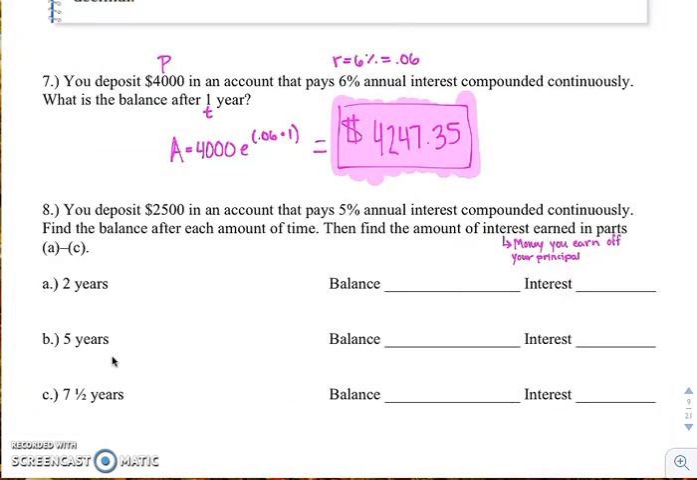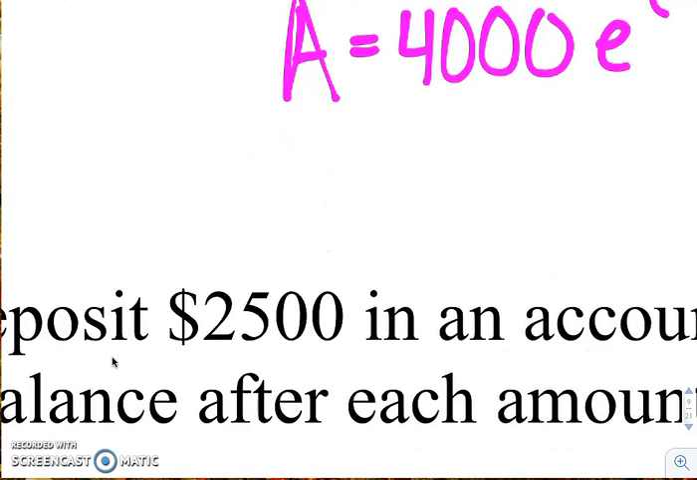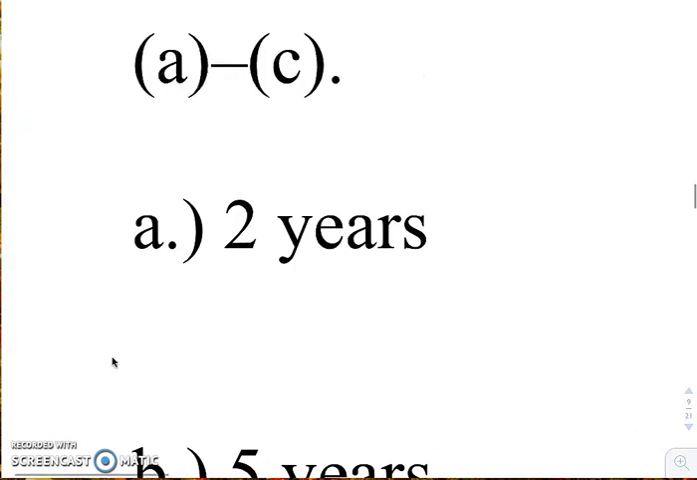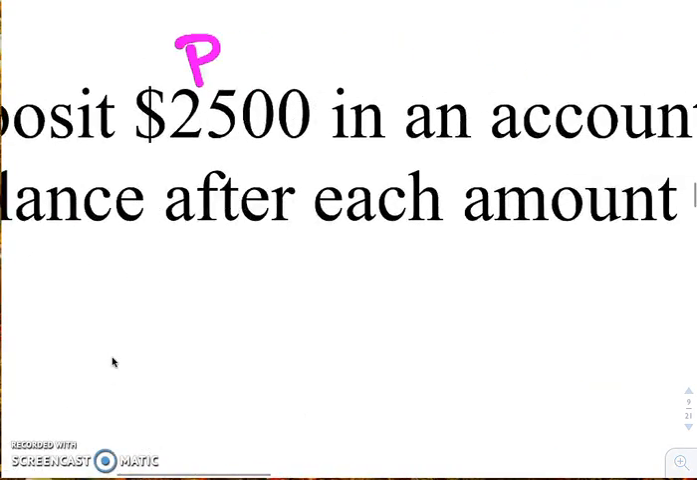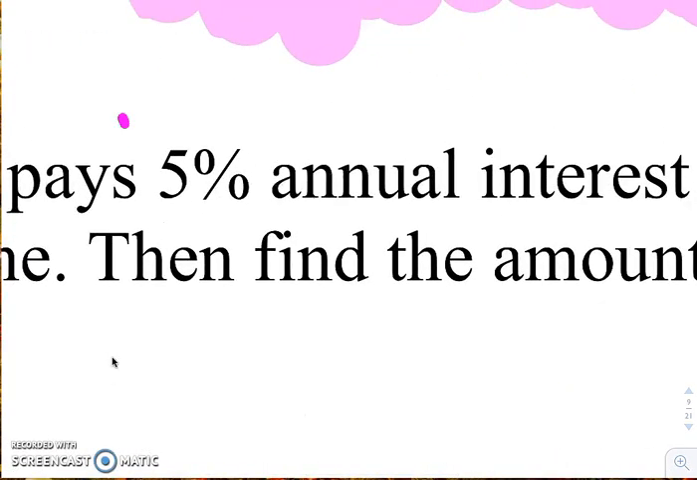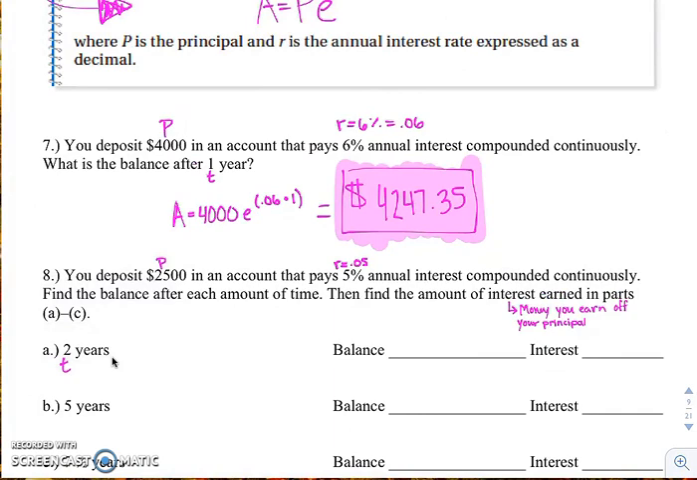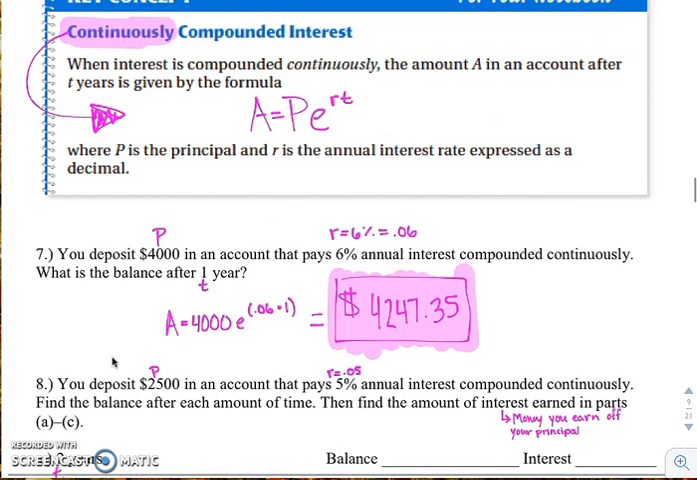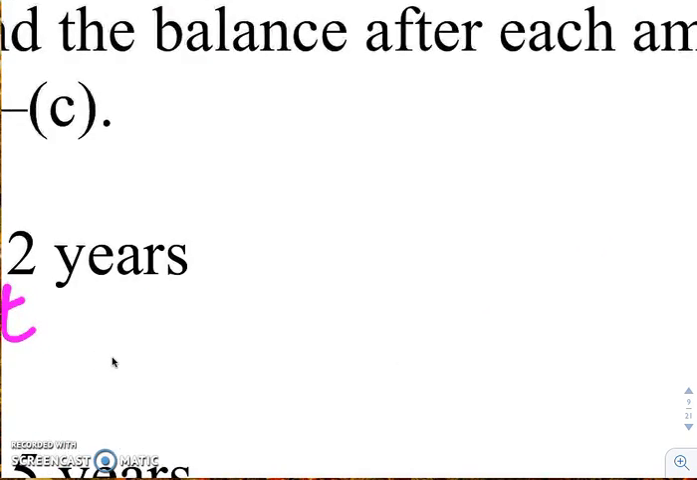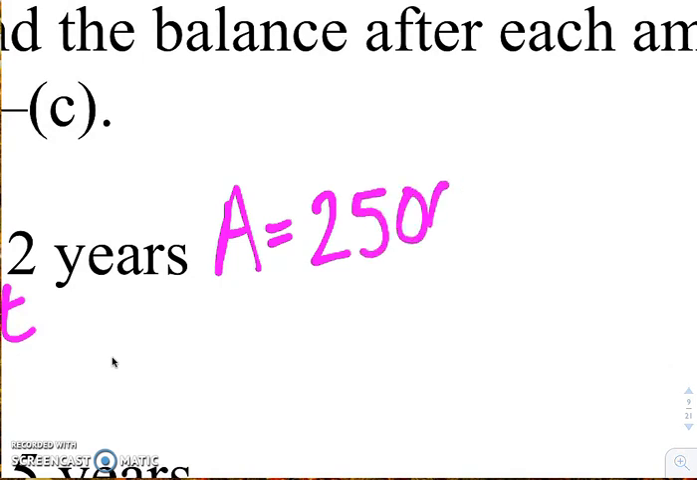So I'm going to do one example with you guys and then have you try the other two. So it says after 2 years. We're depositing $2,500, so that's our P. In letter A, it's 2 years, so that's our t. But 5% is our rate, so 0.05. And for your continuous equation, that's all you guys need. So we're going to say A equals 2,500 times e to the power of our rate, which is 0.05, times 2.